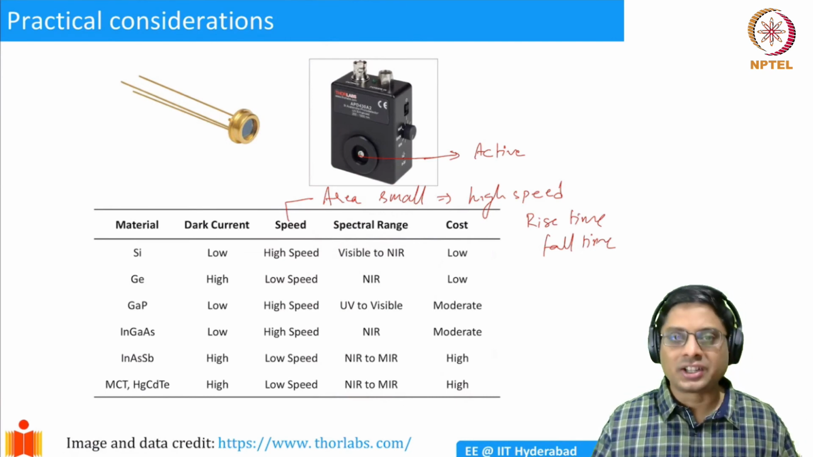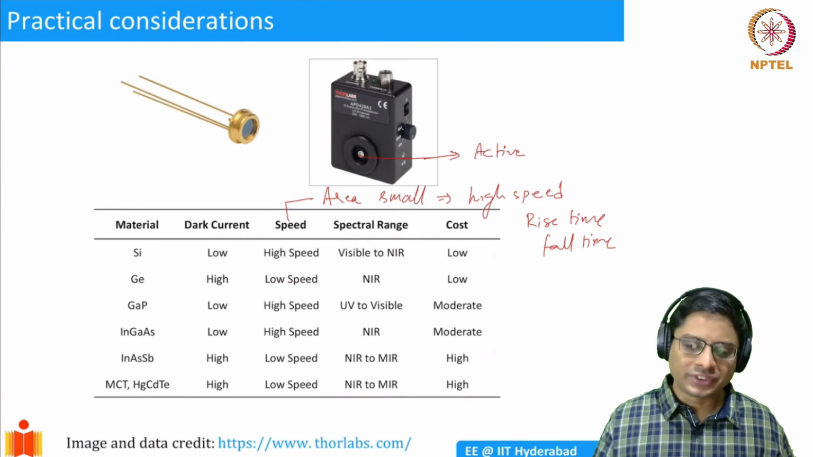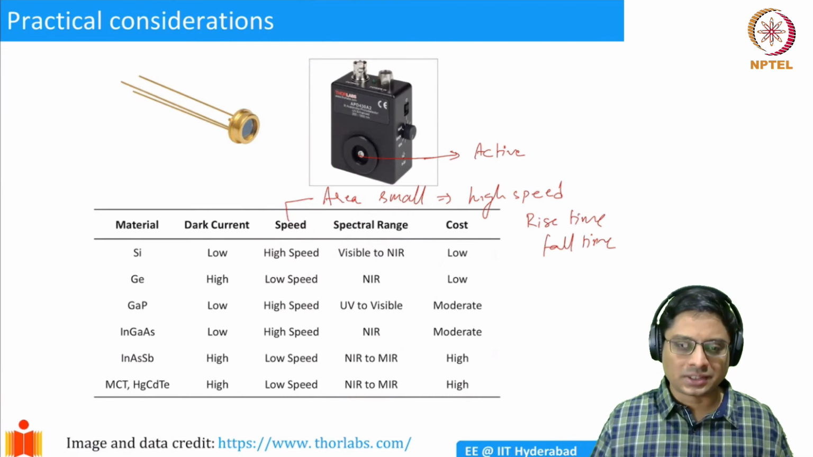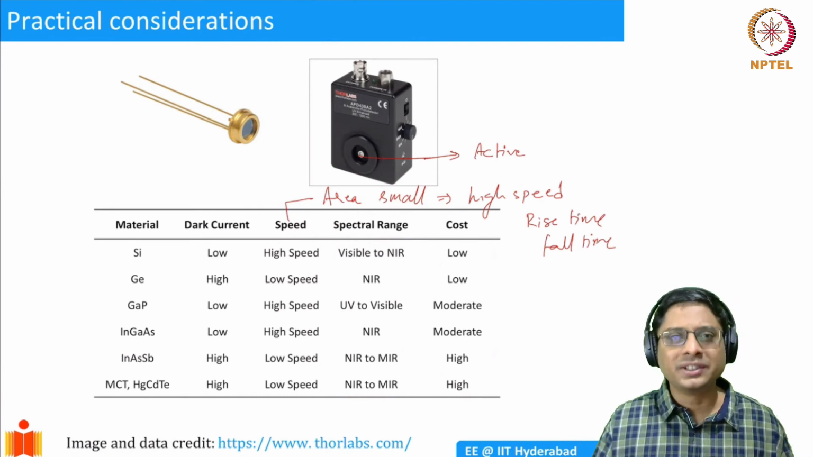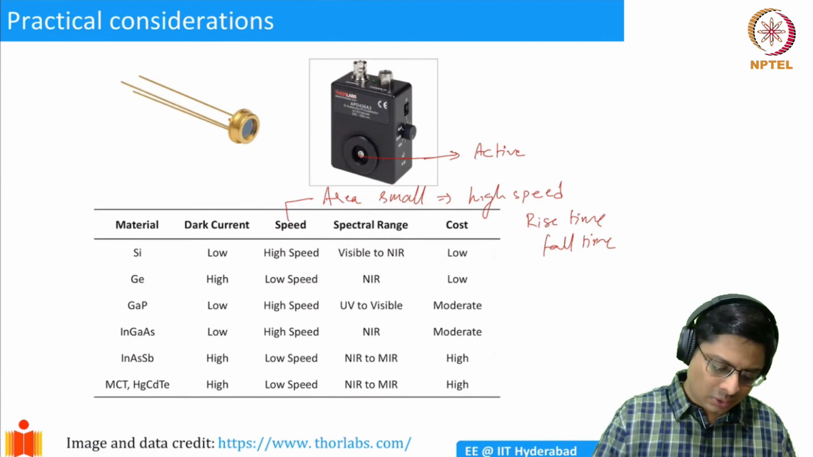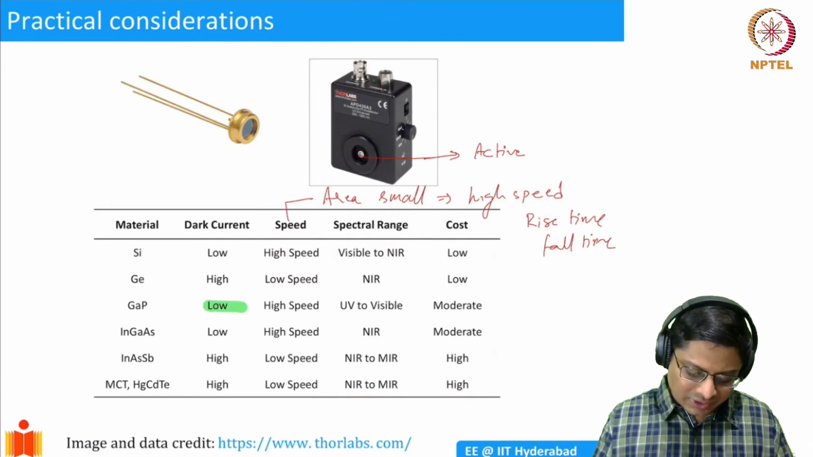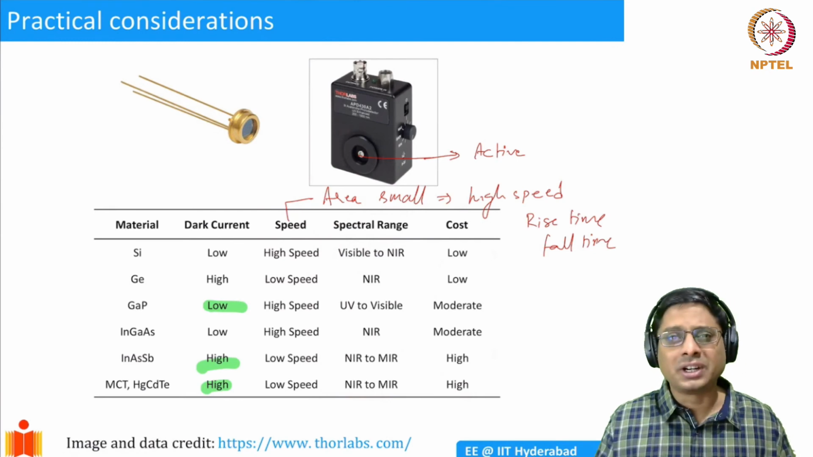And the last parameter is dark current. I've already alluded to that in the previous discussions. If you have a large band gap, you're going to have smaller dark current. That's why gallium phosphide, for example, has a 2 eV band gap, and so it has low dark current. But if you go to MCT, indium antimonide, indium arsenic antimonide, they have low band gaps. They can have high dark current.